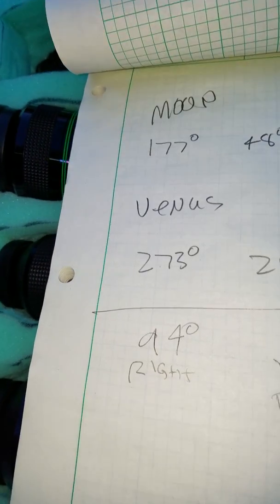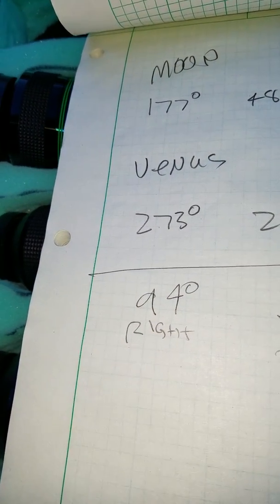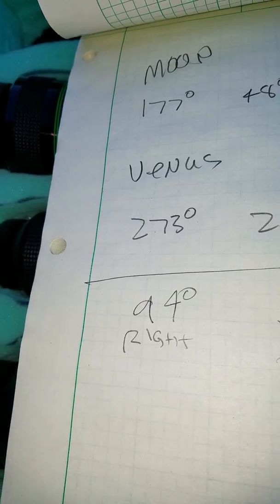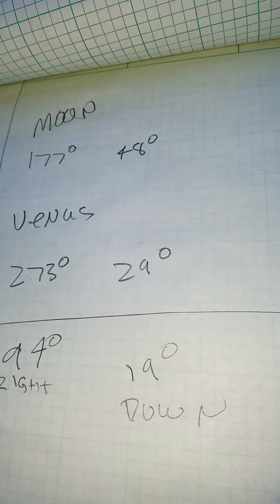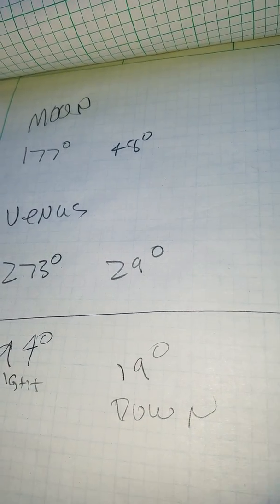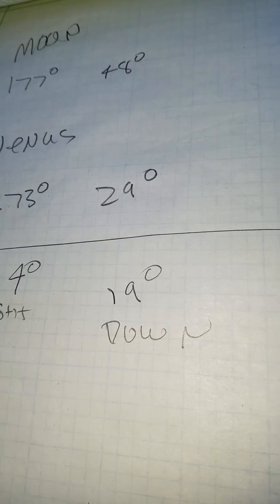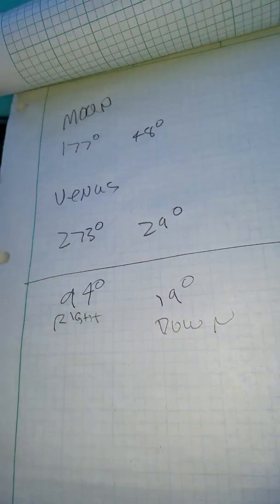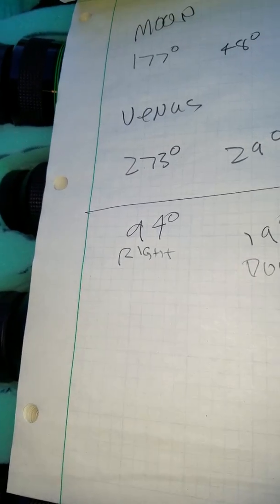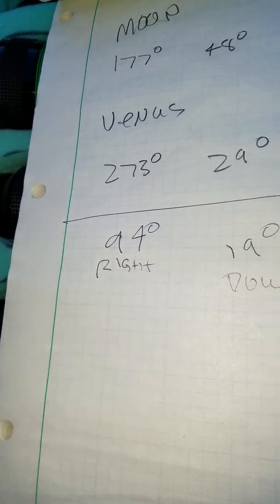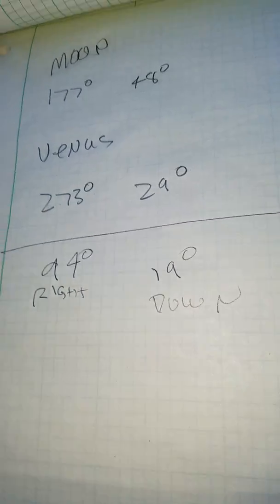So the difference here on azimuth is 94 degrees and Venus is right of the moon. And the difference in altitude is 19 degrees and Venus is lower than the moon. So once I find the moon, I will then go 94 degrees to the right and 19 degrees down.